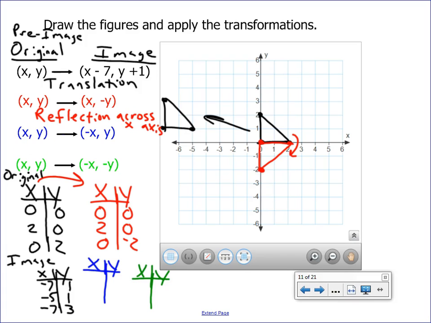Next example, x, y becomes opposite of x, y. So if I look at my original coordinates, I'll put my new image in blue. So 0, 0 becomes 0, 0. 2, 0 becomes negative 2, 0, because that x became the opposite. The final coordinate stays at 0, 2. Graph that. 0, 0, negative 2, 0, and 0, 2. What happens? That thing flipped across the y-axis.